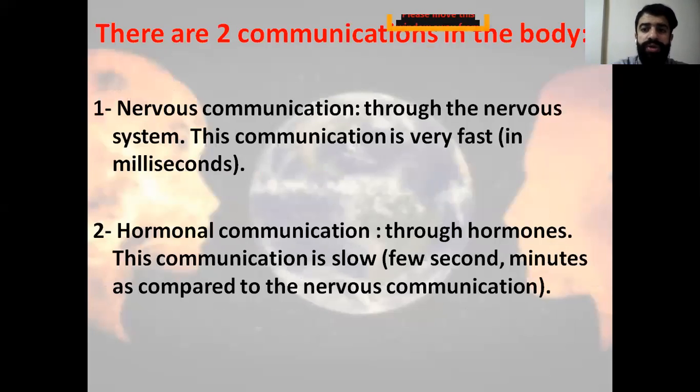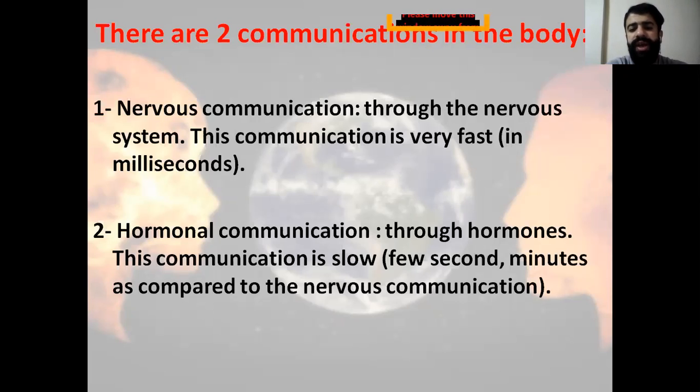So let's start first with the types of communication. In the body, we have two types of communication. The first type is called nervous communication. As its name indicates, it's the communication that occurs through the nervous system. This communication is very fast. It occurs in milliseconds.